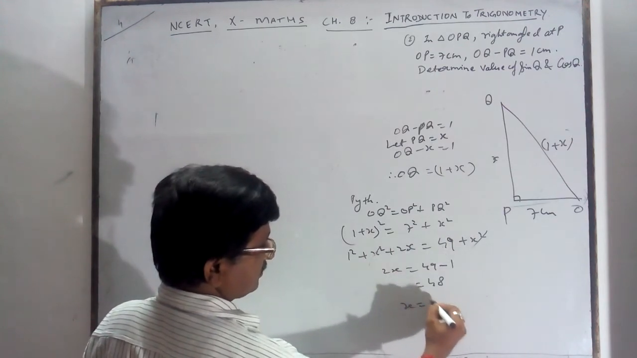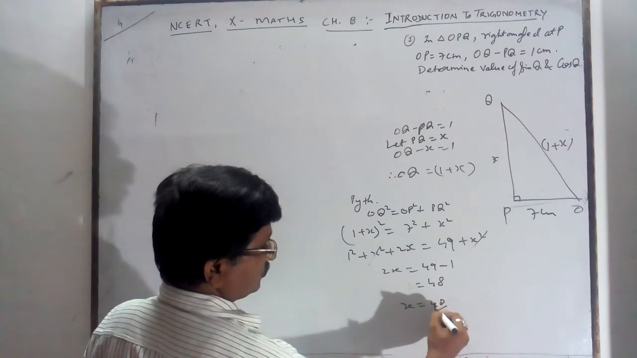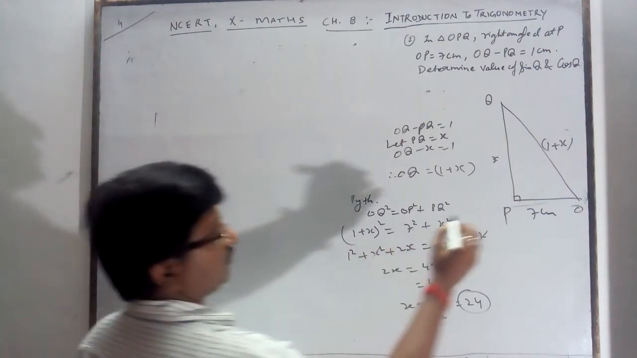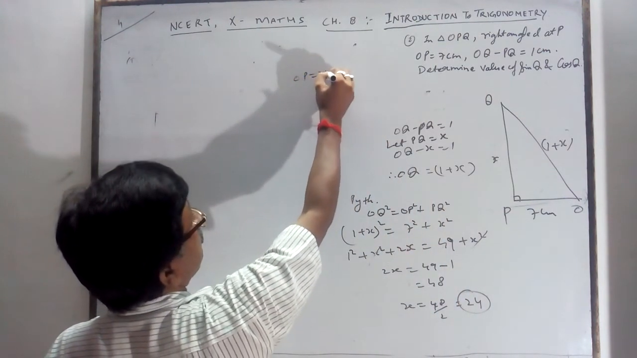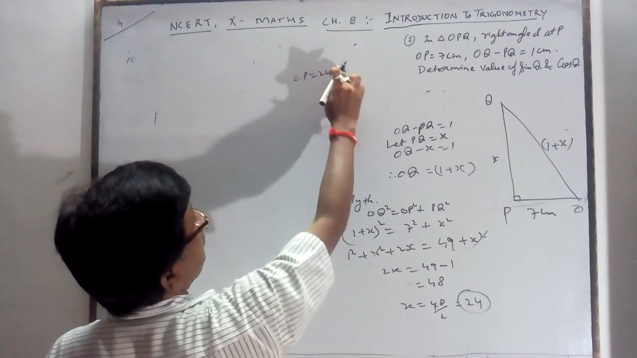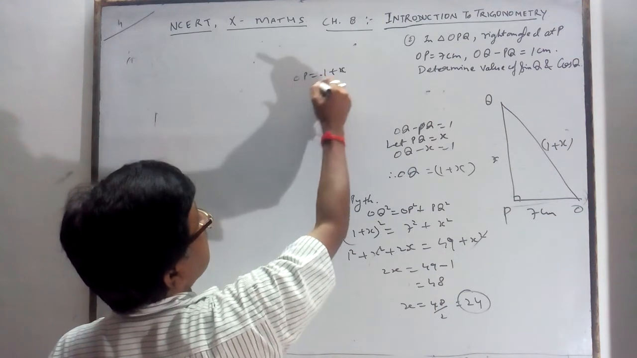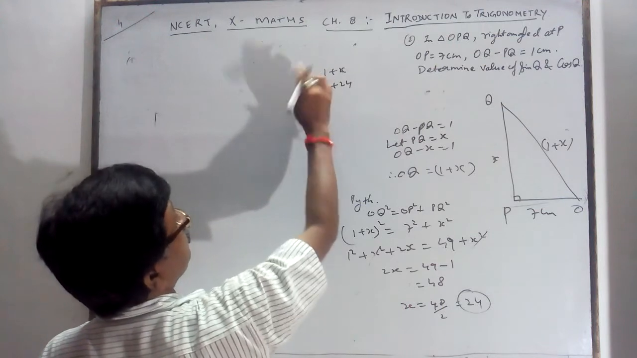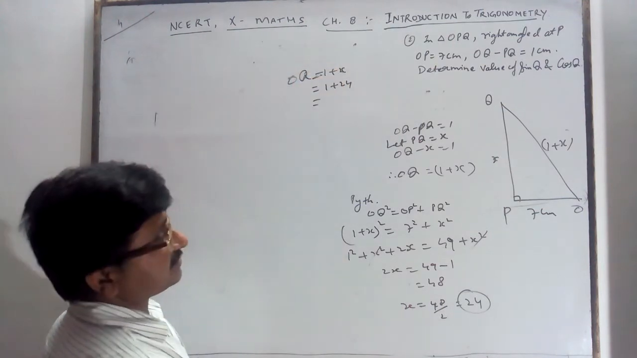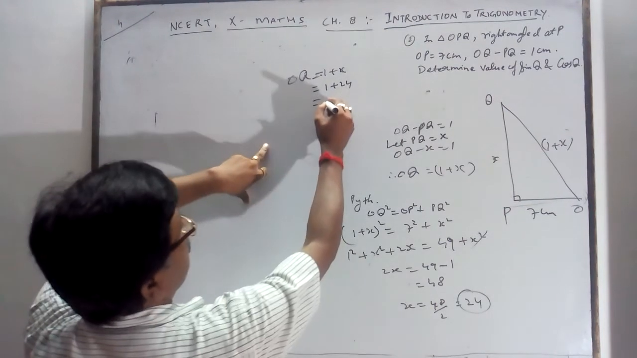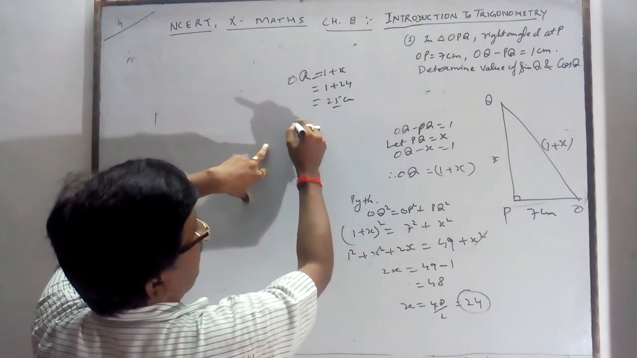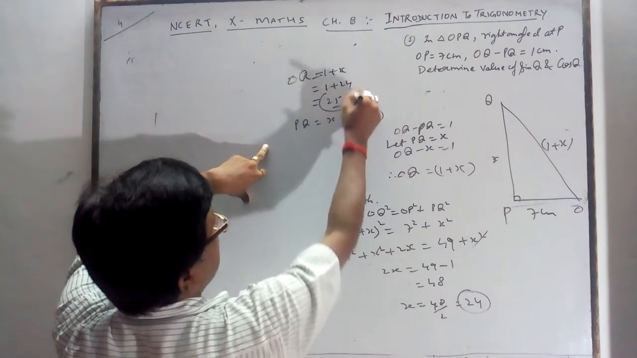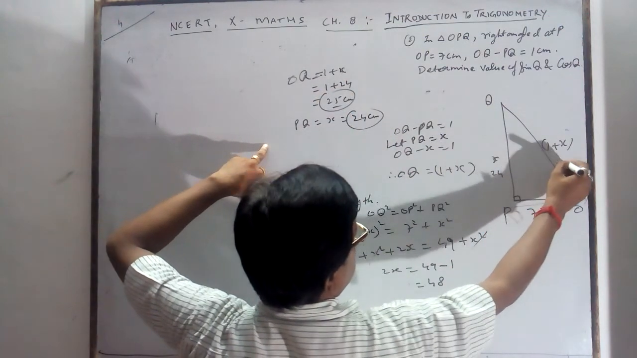Then what is x? 48 by 2, 24. So x is 24. Therefore PQ is equal to x, which is 24 centimeters. OQ is equal to 1 plus x, that is 24 plus 1, 25 centimeters. OP is 7. You are getting all the three sides: 7, 24 and 25.